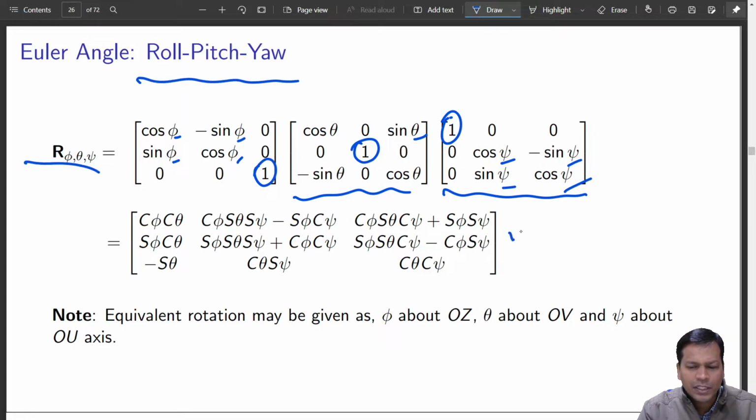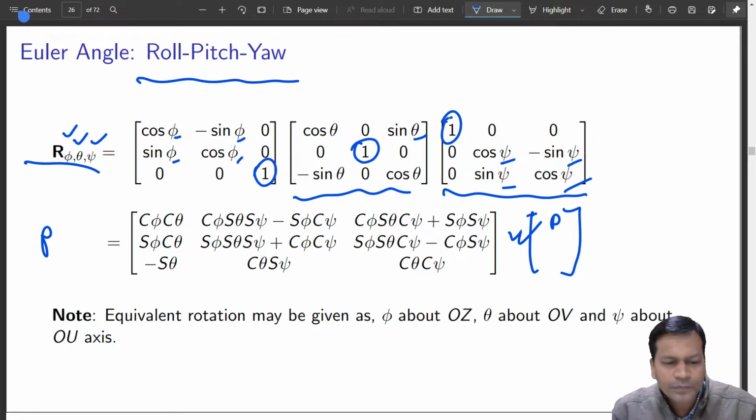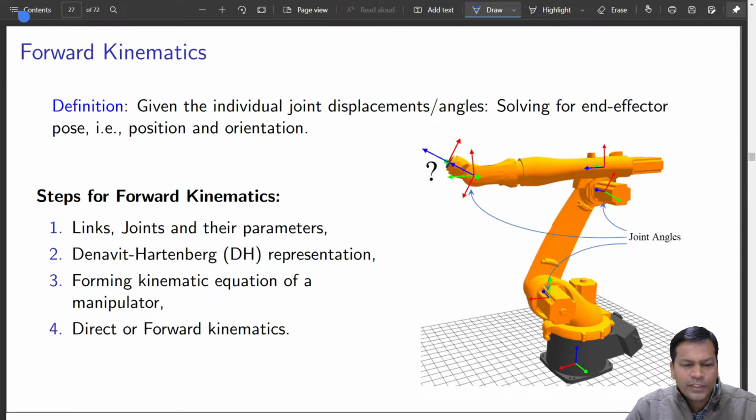So that is the combined rotation matrix, which when applied to a point will take you to a new location which is rotated about x by this, y by this, z by this. Three angles. Got it? So these are two different things.